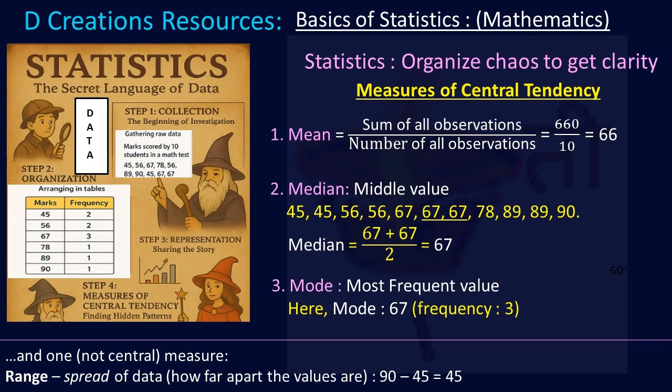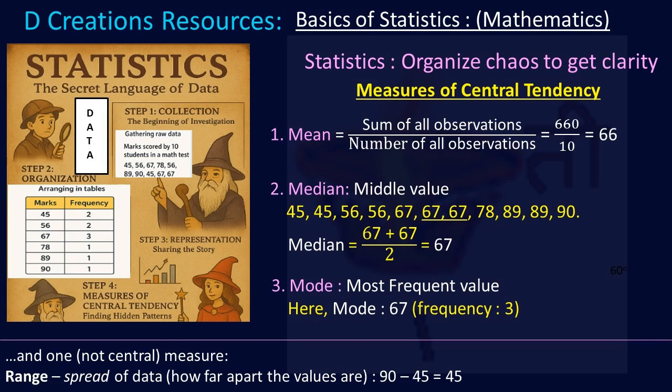You can call them the scores of batsmen in a cricket match, or you can call them weights of your relatives and friends. It's up to you what you need to call them. The label is not important. What is important for us right now is those numbers and how we are going to analyze them so that they make sense to us. So note down these 10 numbers: 45, 56, 67, 78, 56, 89, 90, 45, 67, 67. So our first step of collection of data is done.